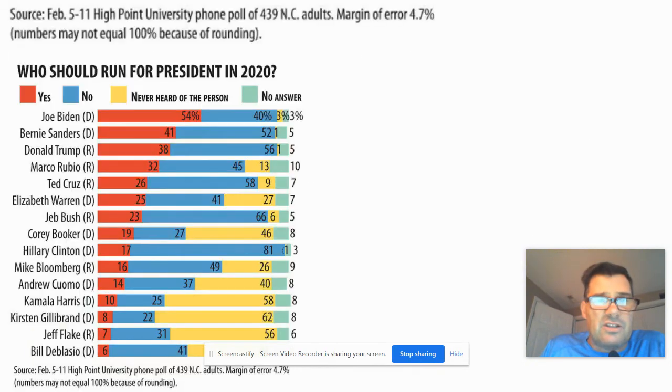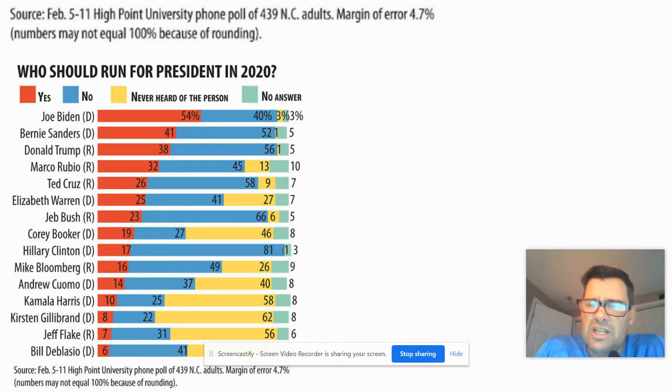All right, cool. Let's go to the next thing. Look at this poll and specifically look at the internals. Remember, the internals are usually at the bottom of the poll. I reprinted them at the top and made them larger so it's a little easier. It was asking the question, who should run for president in 2020? This poll was done in February of 2019 by High Point University. Quite a few universities do polls. It says a phone call of 439 North Carolina adults, margin of error 4.7%.